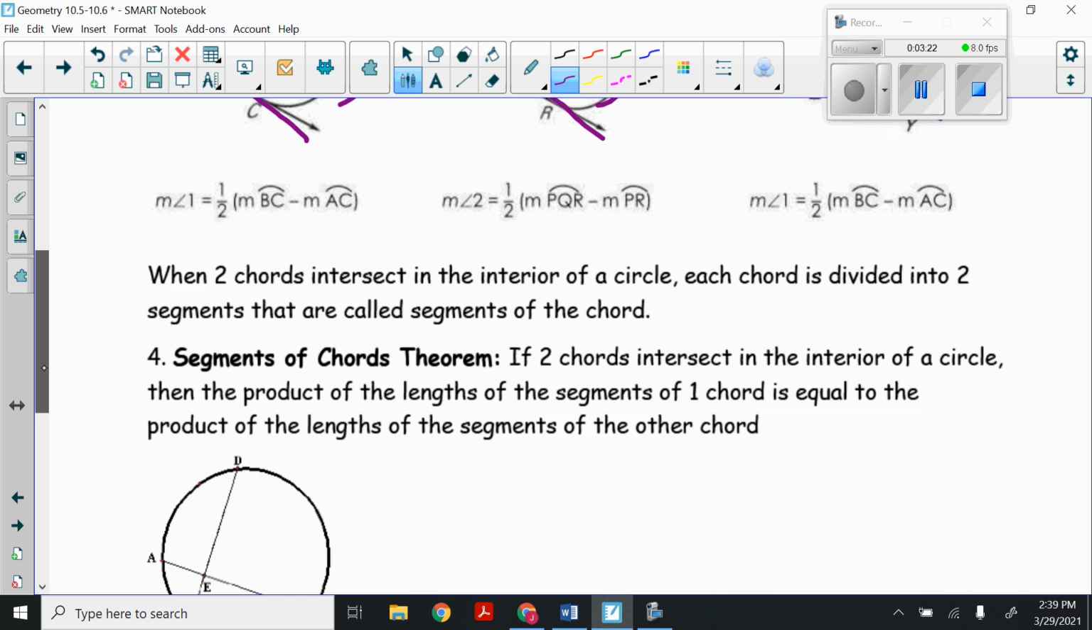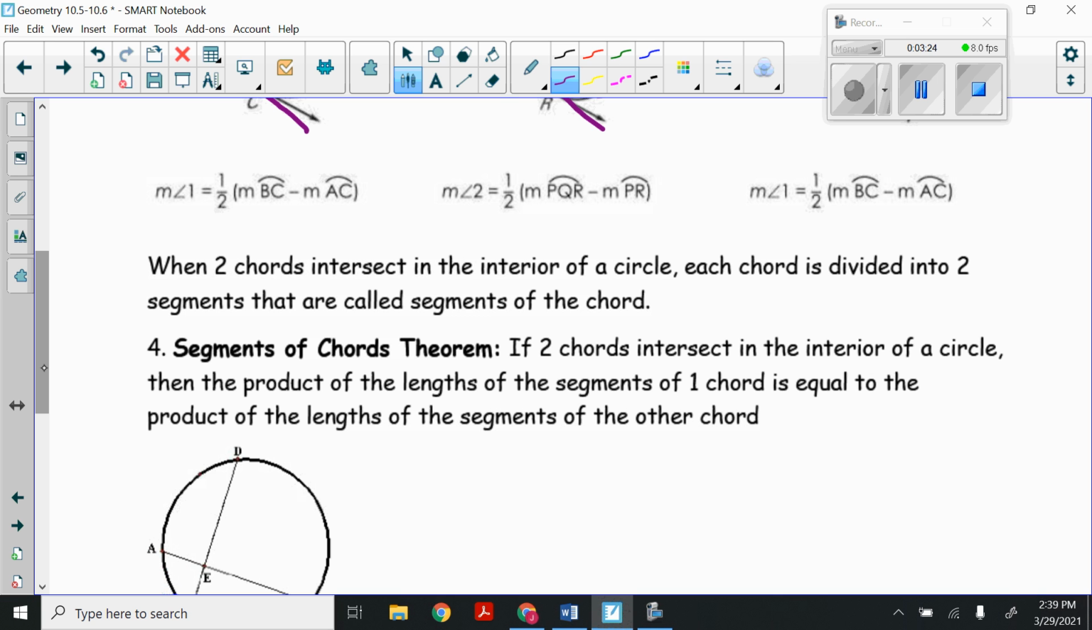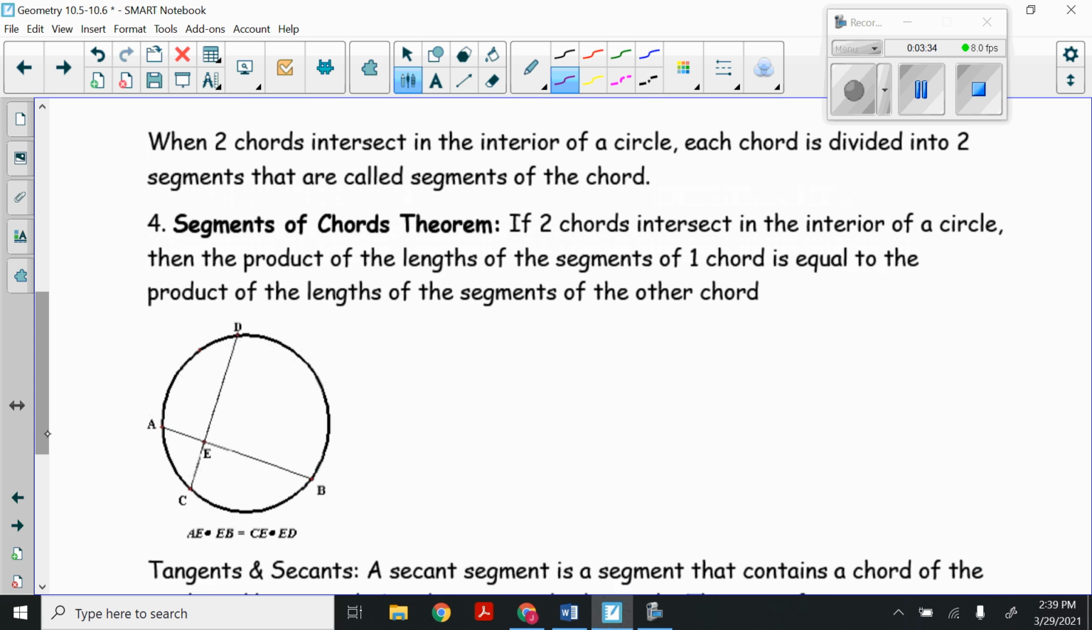All right. When two chords intersect in the interior of a circle, each chord is divided into two segments that are called segments of the chord. So we have a segments of the chord theorem, which tells me if two chords intersect in the interior of a circle, the product of the lengths of the segments of one chord is equal to the product of the lengths of the segments of the other chord. So here I have these two chords that are intersecting. If I take AE times EB, that's going to equal CE times ED.